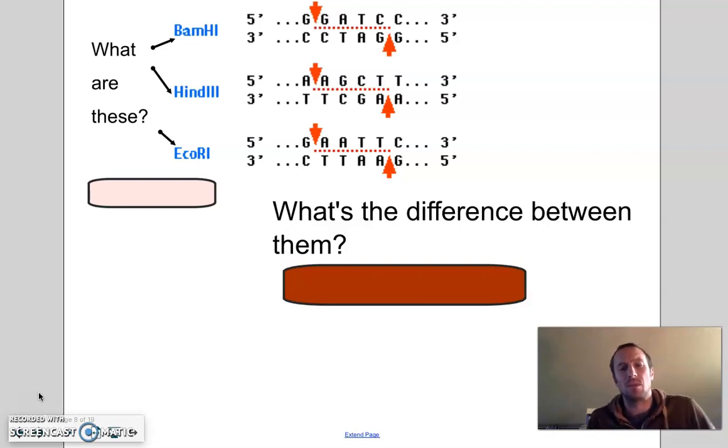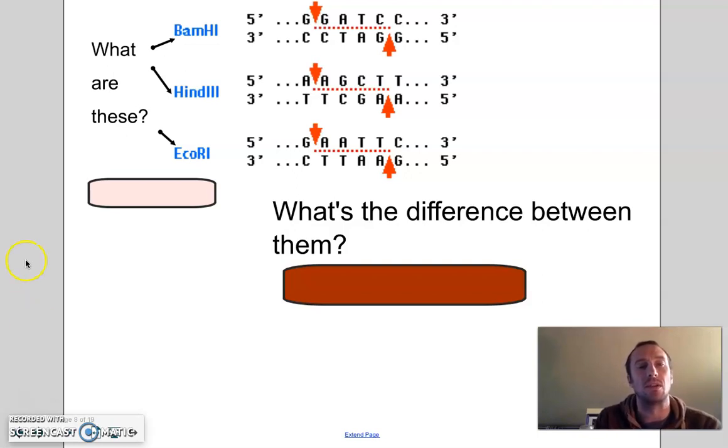I just wanted to review quickly the three tools that we've touched on so far in biotechnology, sort of the more advanced form of genetic engineering, before we move on to the last topic. And so, just a quick review here then. What are we looking at? So we've got BamHI, HindIII, and EcoRI.